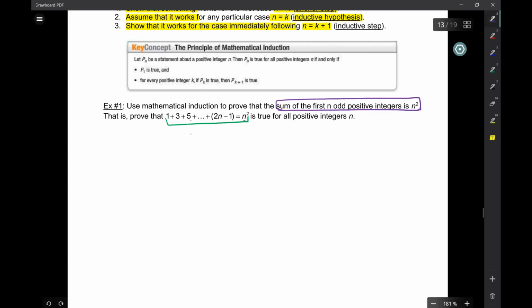Let's do some exploring here. Suppose n equals 6. What does that look like? I have 6 terms I'm adding. Okay?